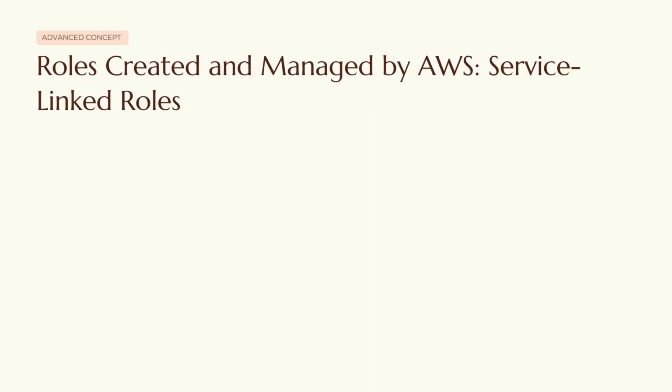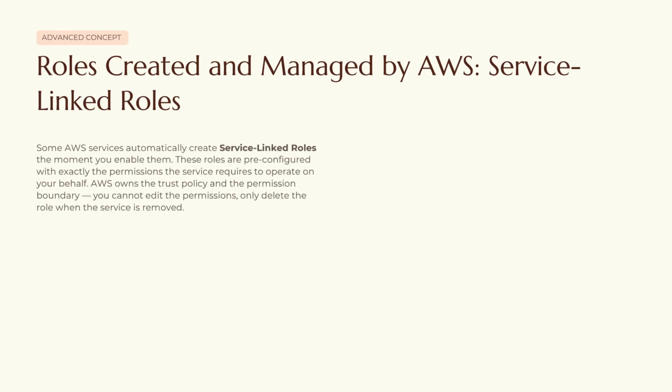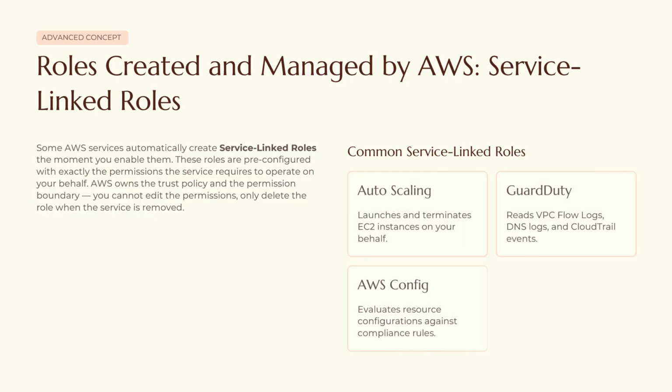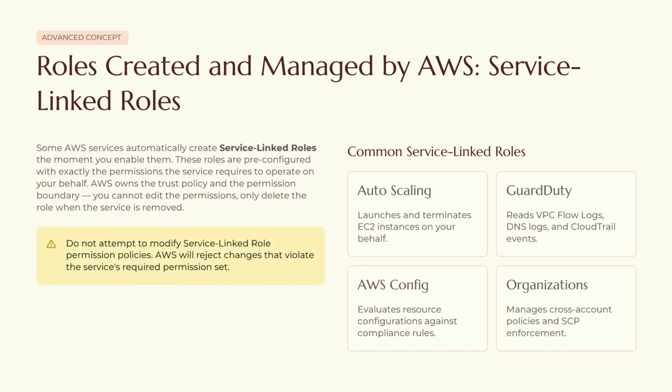Some IAM roles are created automatically by AWS. These are called service-linked roles. Unlike regular roles, you don't create them yourself. AWS creates and manages them because certain services need permission to operate on your behalf. For example, services like Auto Scaling or GuardDuty use service-linked roles internally. The important point to remember is simple. These roles are owned and maintained by AWS, not by you.